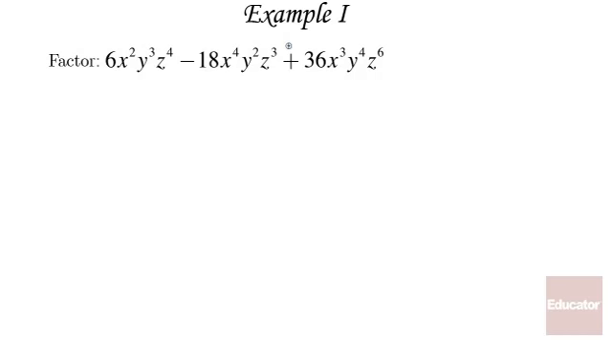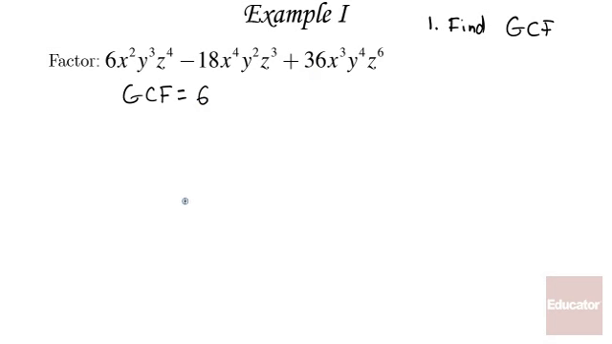Okay, in our first example, we're factoring an expression. We're not onto equations yet. We're just going to factor an expression. So the approach is going to be to first find the greatest common factor. So I'm going to look at my numerical terms, and I have 6, 18, and 36. The common factor there is 6. That's the greatest integer that all three are divisible by.